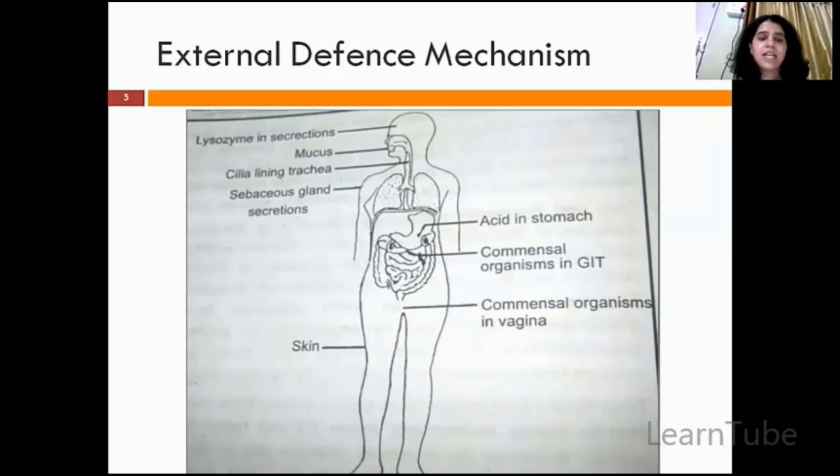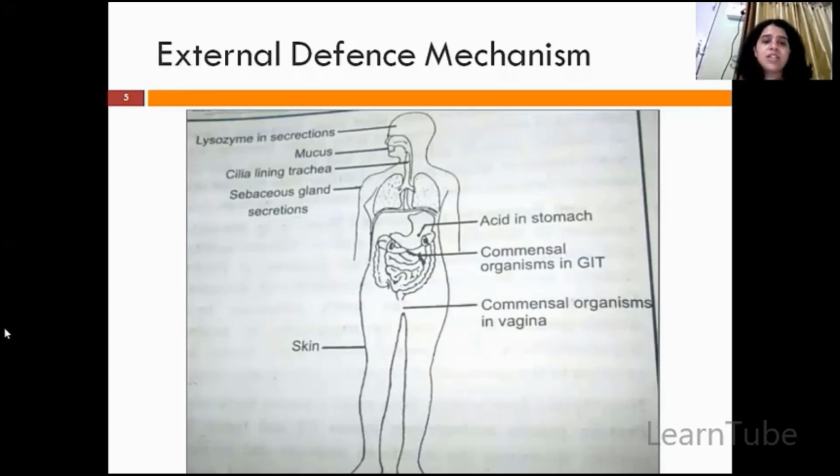Then the cilia lining the trachea. Our trachea is lined with cilia. They are small projections which usually entrap microbes if inhaled by humans. So it will prevent the microbes from entering your lungs and causing some severe infection.